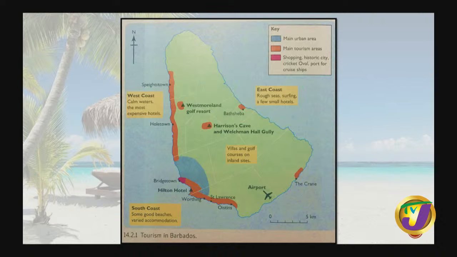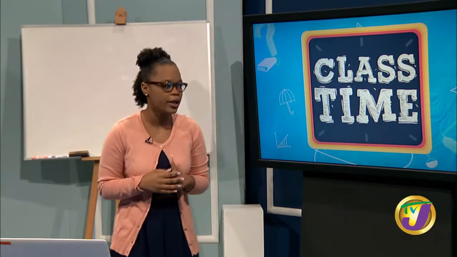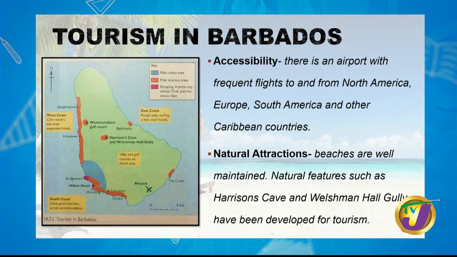There are natural attractions in Barbados, which would include well-maintained beaches and limestone features such as Harrison's Cave and Welchman Hall Gully. These are developed and well-maintained to support the tourism industry in Barbados. We already spoke of accessibility, having access to ports such as cruise ship ports, as well as the airport to facilitate travel from North American countries. And because of where Barbados is located, we can also include South American countries as well.